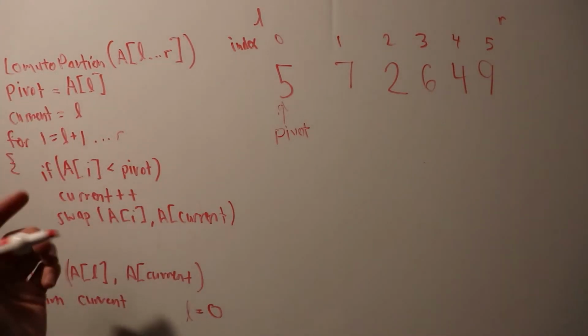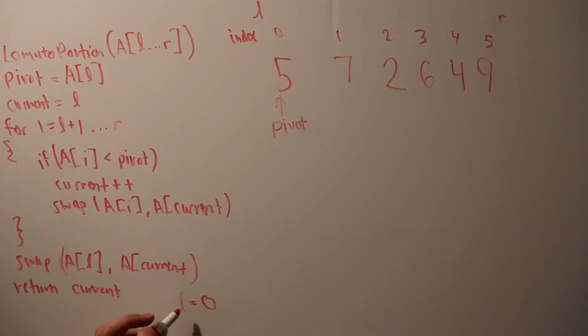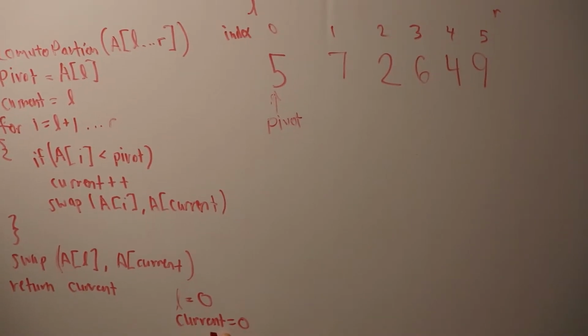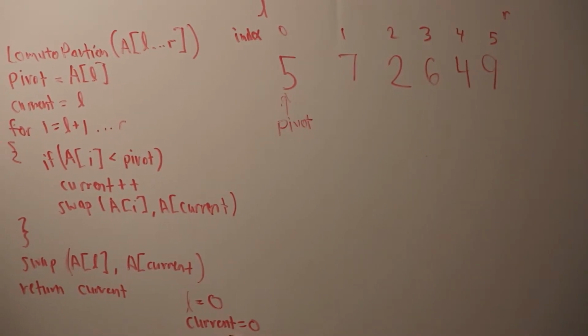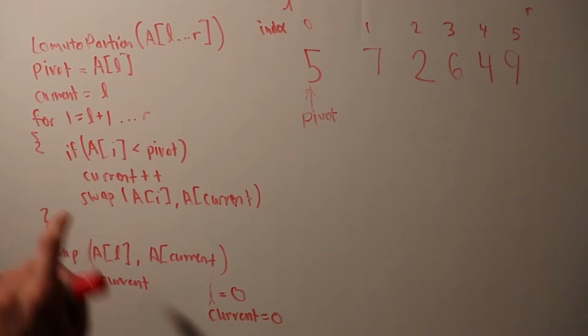What is current? Current is equal to L. We already established that L is equal to 0, so our current is also equal to 0, just like that for right now. So we got this in the frame, and I'm trying to fit it all in, and it should work. Awesome.